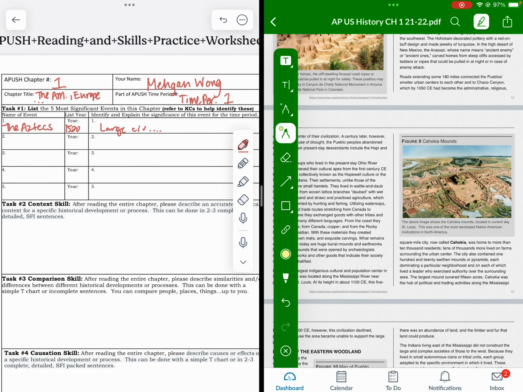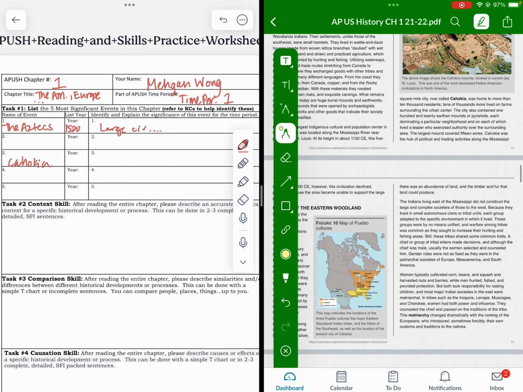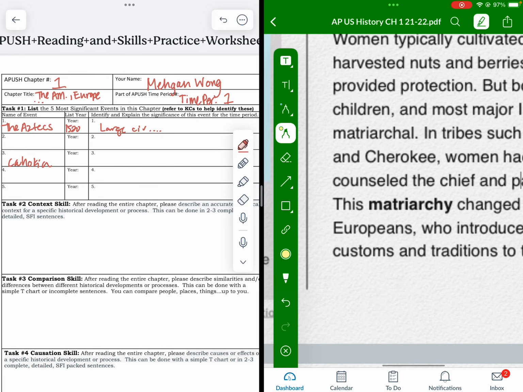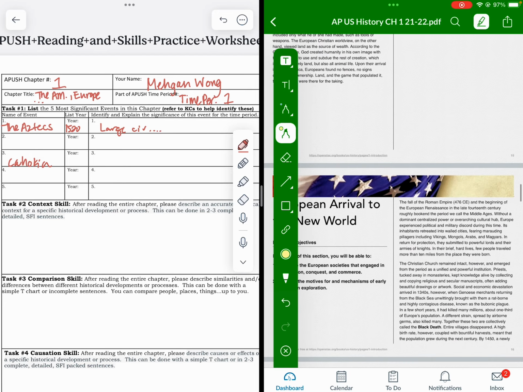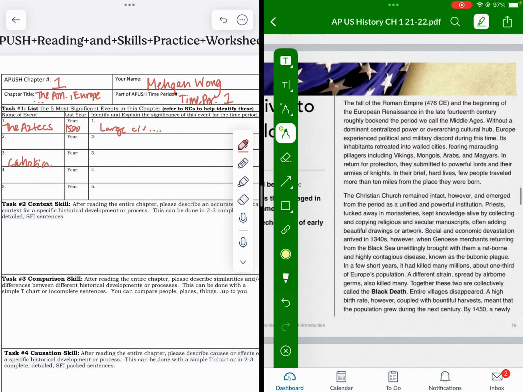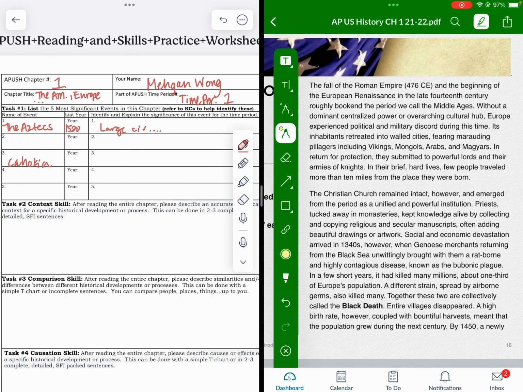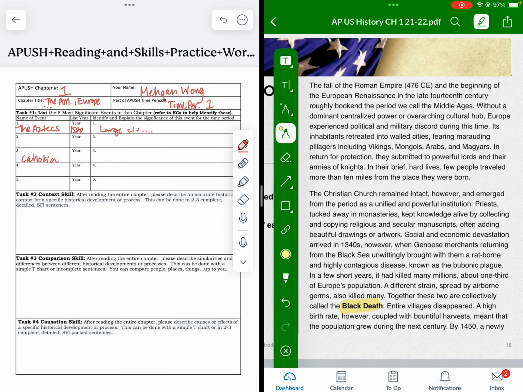I think the Cahokia are an important group, and you could put that down. But you don't want vocab terms, like just a word. You don't want that. You want actual people and events from the reading here, okay, Black Death. Sure. Okay. So that's the easiest part.